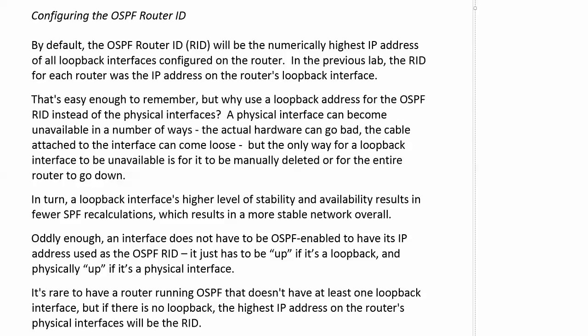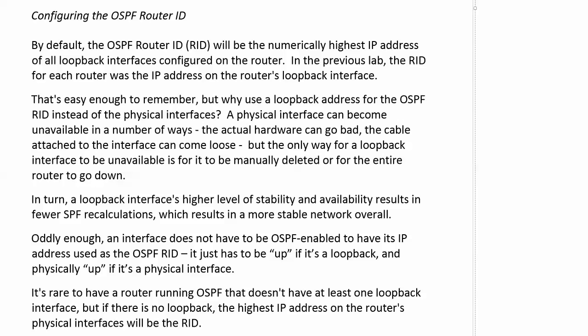Now, in the previous lab, the RID for each router was the IP address on the router's loopback interface. Now, there are two questions that arise there. First is, why a loopback? Why not a physical interface? Well, a physical interface can become unavailable in a number of ways. The hardware can go bad, the cable can come loose, other bad things can happen, ports can just short out, I should say. But the only way a loopback interface goes down or is unavailable is for someone to actually delete it, which is obviously a deliberate act, or for the entire router to go down.